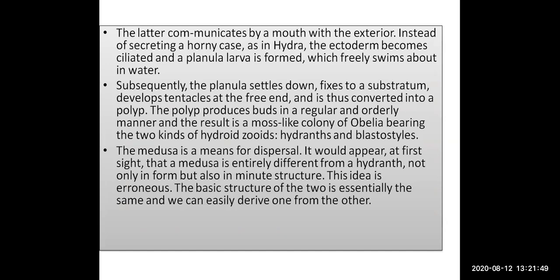The ectoderm became ciliated and the planula larva is formed, which is freely swimming about in water. Subsequently, the planula settled down on the substratum, developed tentacles at the free end, and is thus converted into the polyp. The polyp produces buds in a regular and orderly manner, resulting in a tree-like colony.